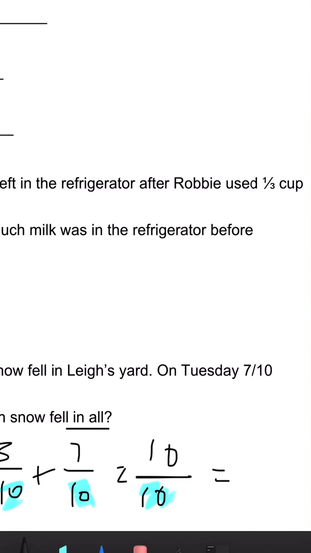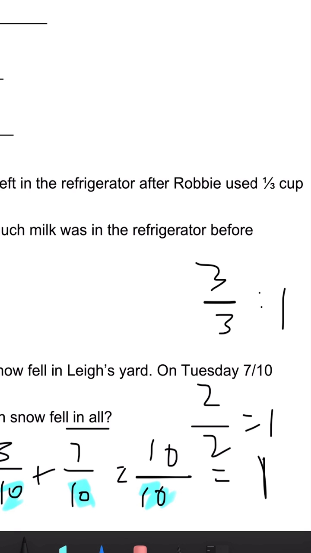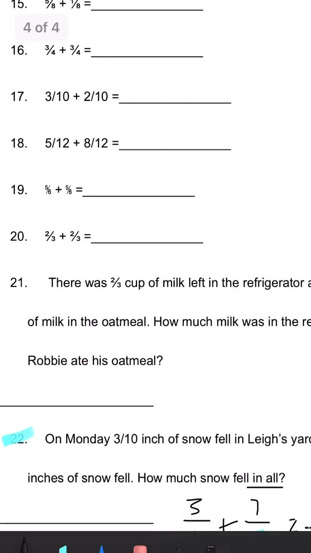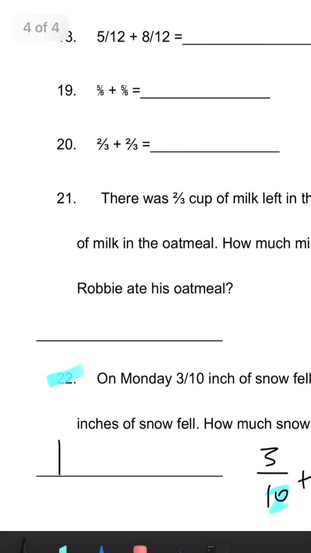And anything over itself equals 1 whole. So, for example, 2 over 2 also equals 1 whole. 3 over 3 equals 1 whole. So, we'll say 1 inch.